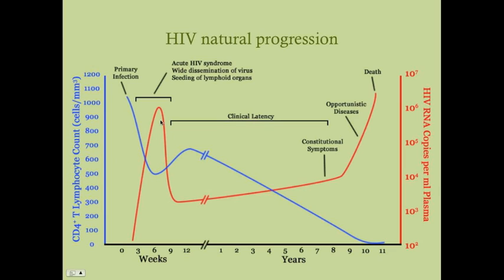And so the fact that this patient is going through this is because they have a wide dissemination of the virus. So basically, the HIV virus is establishing itself in the body. And so you get this massive response. And this is actually what causes the symptoms in acute HIV syndrome.